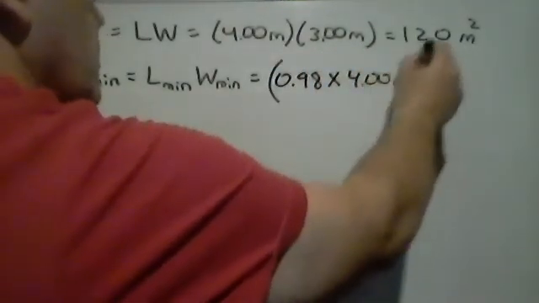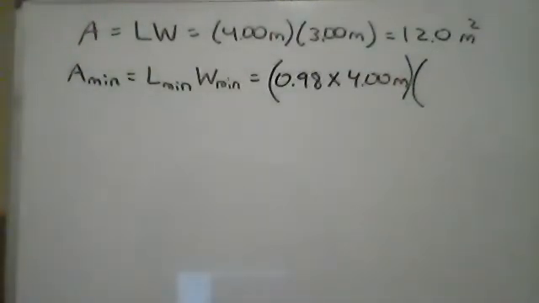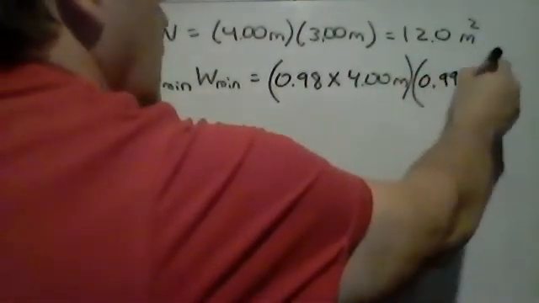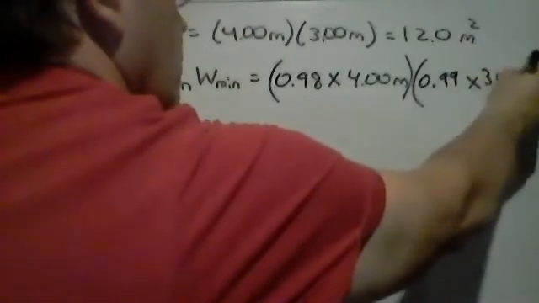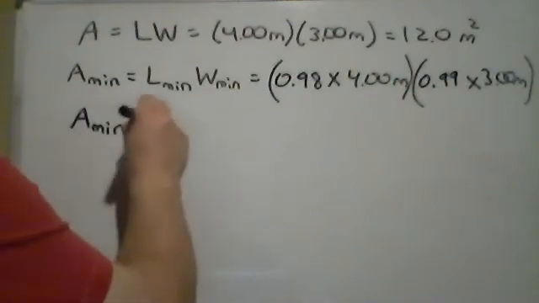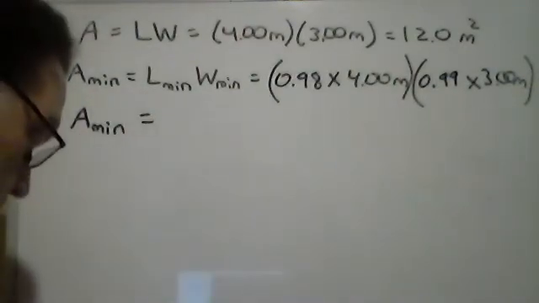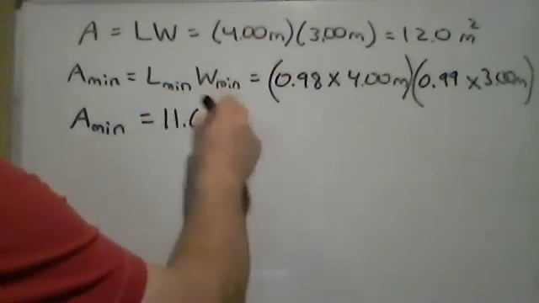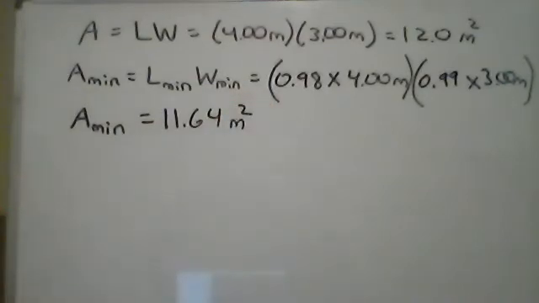4.00 meters. And the minimum width, well, I told you also in the given that has an uncertainty of plus or minus 1%. That means the minimum I would expect is 99% of the value. So I'd say it's 0.99 times 3 meters. When I work that out, I find out that A min will equal 11.64 meters squared. So it differs from 12 meters squared. You can see it's smaller.